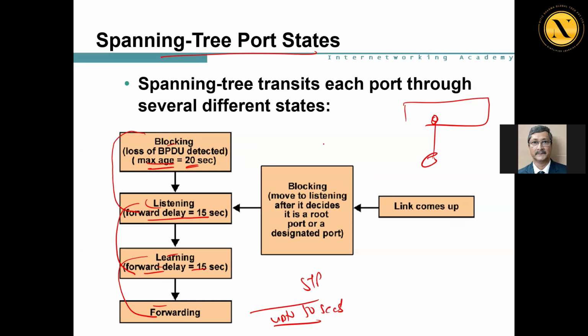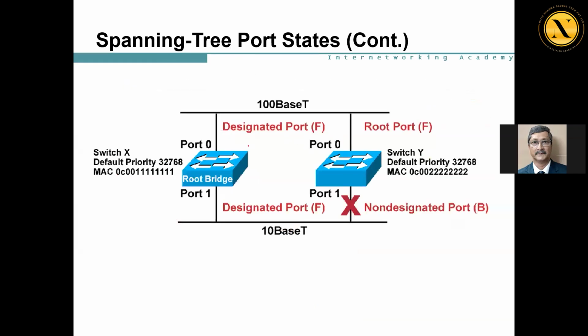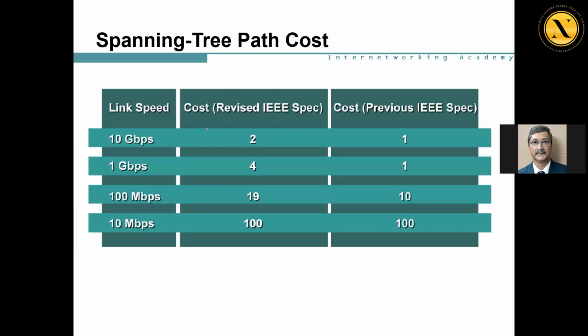STP transits each port through several different states. In RSTP, it goes from discarding mode, there is no listening mode, to learning mode, and to forwarding mode. Only 3 modes. Now this becomes a DP, this one becomes a DP, this becomes blocking mode, a non-designated port, and this becomes a root port. Port states: listening and learning are temporary. At the end of the day, after convergence happens, a port has to come into forwarding mode or go into blocking mode.